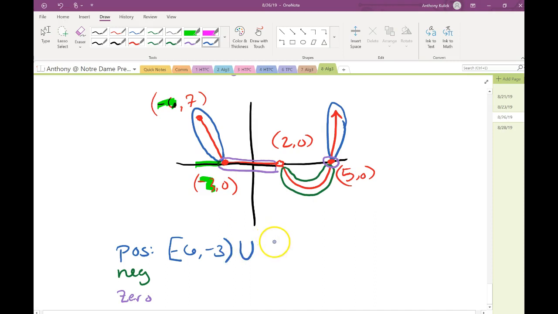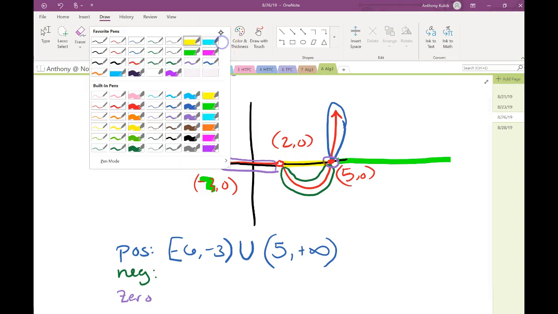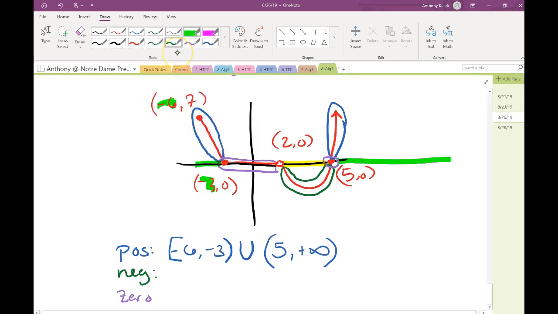And my next positive part starts at +5 and keeps on going. So it goes +5 to +infinity. If I look at the point corresponding to that +5, I notice that's on the x-axis, so it's not positive. And then I know the infinities always get a parenthesis. The negative part is here. That's going from 2 to 5.